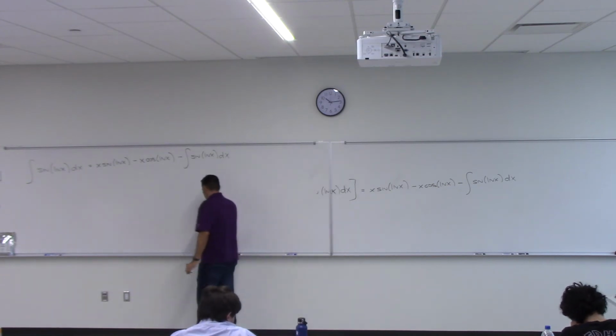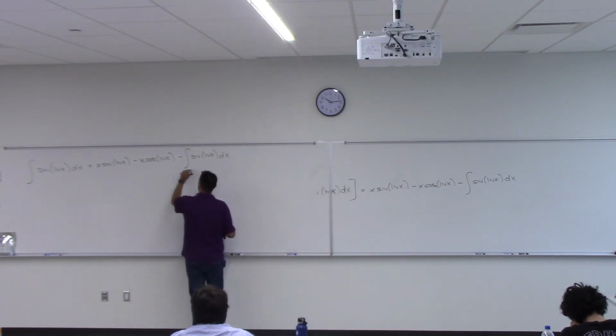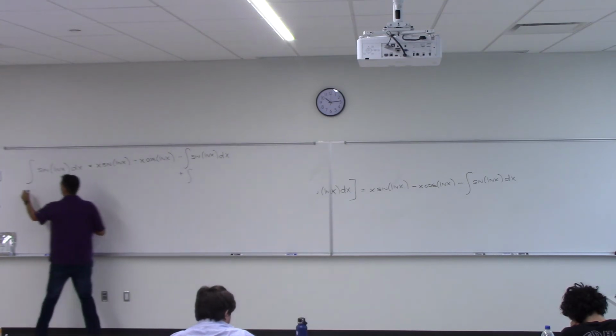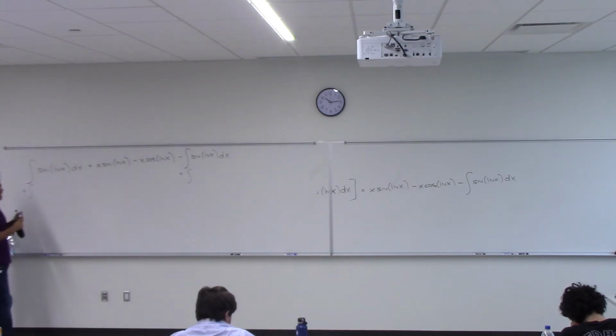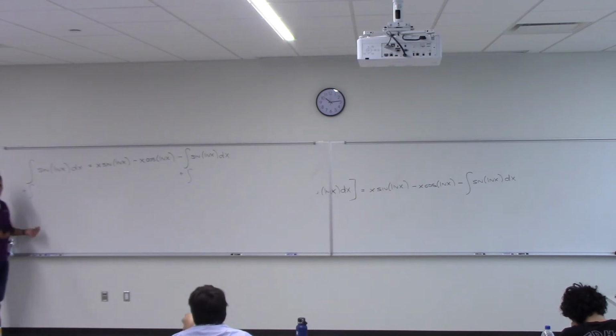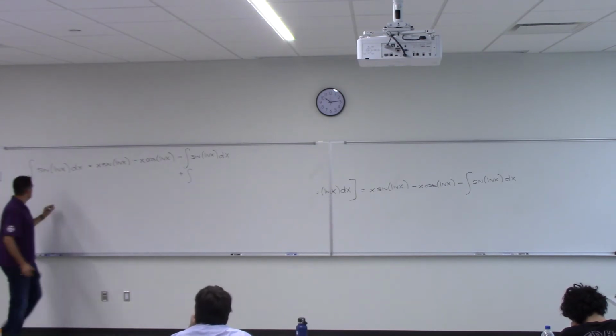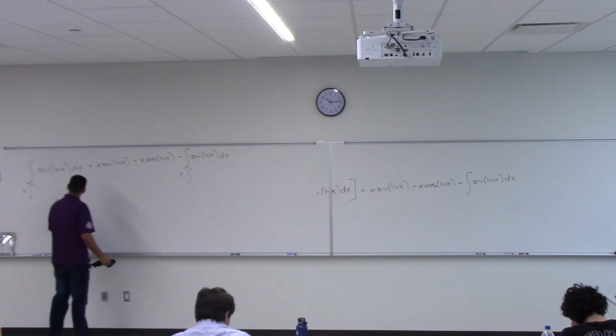Add it to both sides, right? Add this integral here, add the same integral here. How many of them are we going to have? 2 of them, and then I'm not going to want that 2 there, right? So I'm going to divide everything by 2. So let me just give you a final answer here.